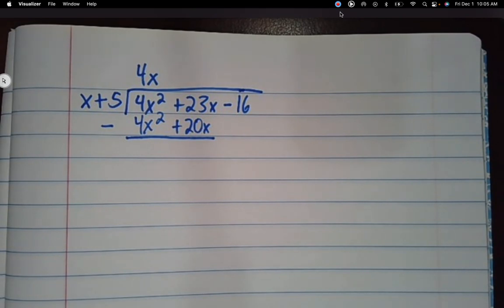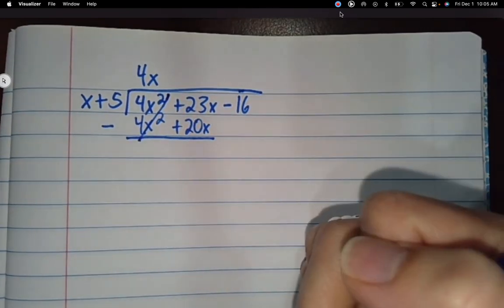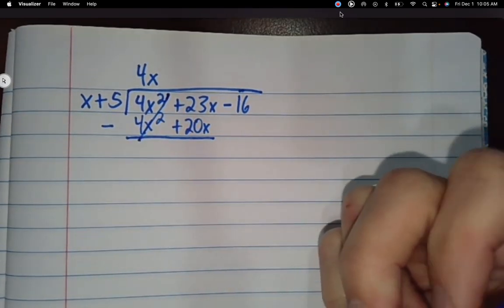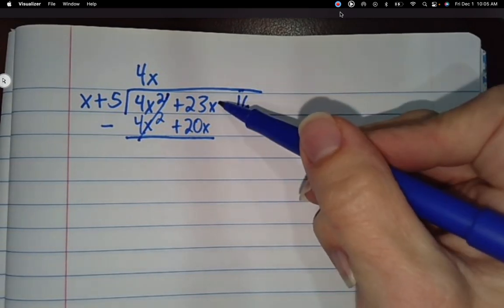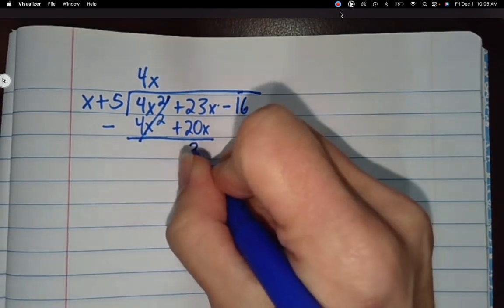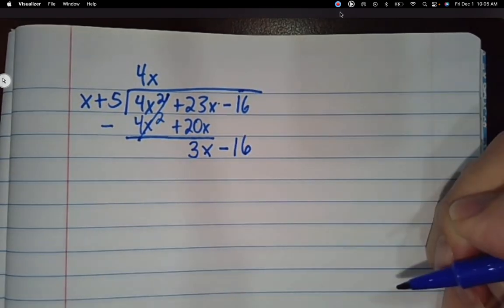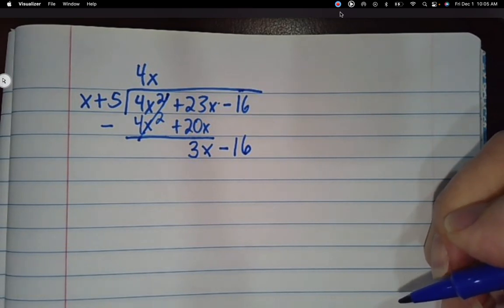For the what? Oh, the 16? Oh, that's coming. We're going to get there. We're working our way over. Okay, is everybody good with that one? So I'm going to subtract. Those cancel out, right? That's what we needed to happen. And then what is 23x minus 20x? 3x. And then what do I do with that 16? Bring it down. Okay, is everybody good so far?